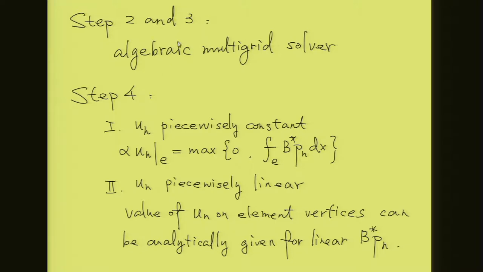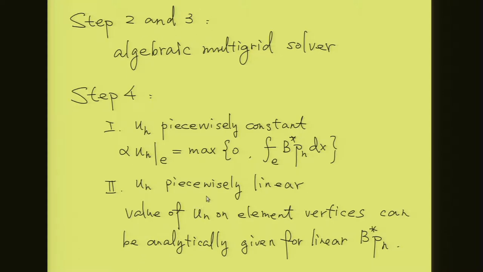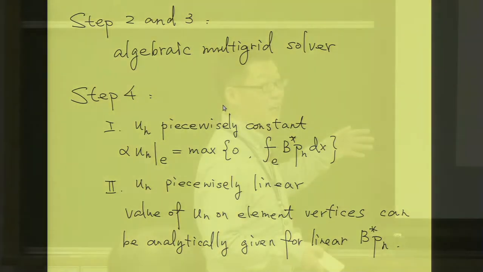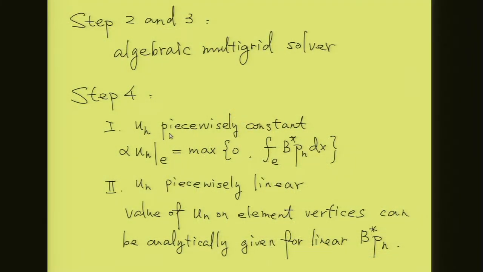For steps 2 and 3, since they are very standard elliptic equations, we can use the algebraic multigrid solver. For step 4, it is a variational inequality. If it is an H1 variational inequality, the solver is quite complex. But for the L2 variational inequality, particularly when we discretize this u_h to be piecewise constant, we do not require any continuity on the boundary of the elements. So the variational inequality on each element will be decoupled, and then we can directly write the solution out like this.